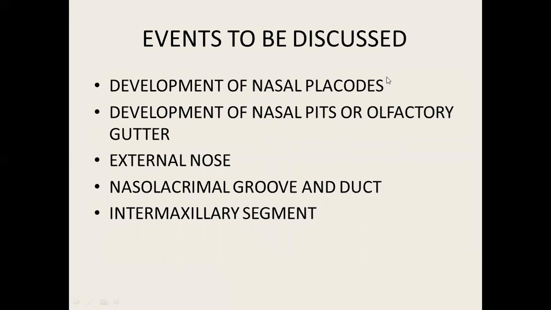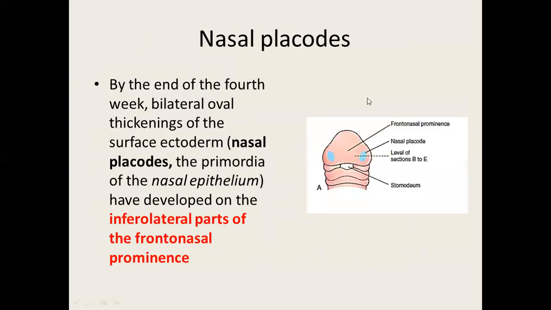In the nasal prominence, we will be discussing the development of the nasal placodes, that is because of the ectodermal thickening, then development of nasal pits or olfactory gutter because of the mesenchymal proliferation, then the different components contributing to the external nose, then how the nasolacrimal groove and duct is formed, and the formation of the intermaxillary segment, which is also an important component of the primary palate. Firstly, how the nasal placodes are formed.